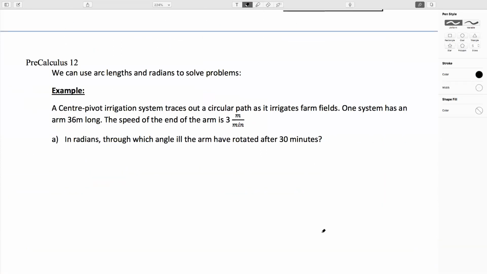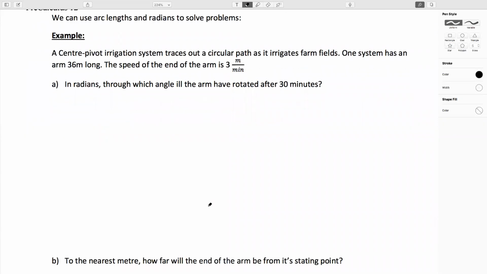Let's try one more question. So we can use arc lengths and radians to solve problems. A centered pivot irrigation system traces out a circular path as it irrigates farm fields. One system has an arm length of 36 meters. The speed of the end of the arm is 3 meters per minute. Okay. In radians, through which angle will the arm have rotated in 30 minutes?